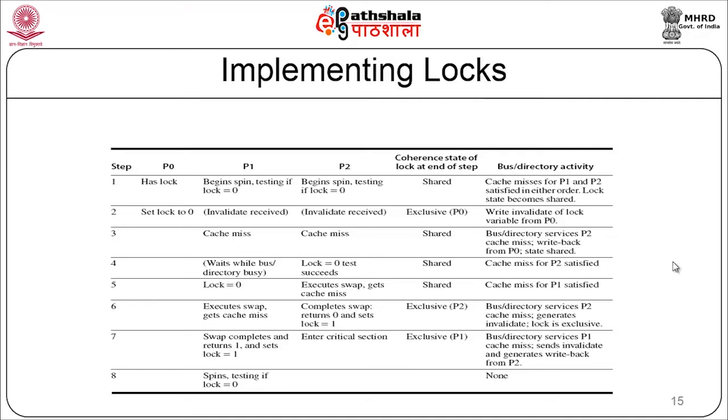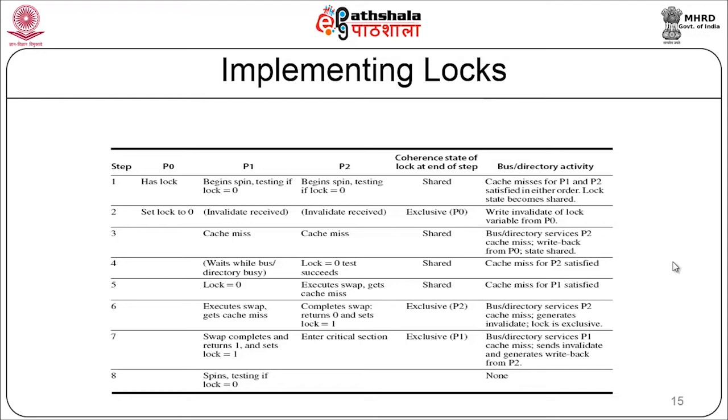So the lock state becomes shared because these people are trying to read it. And what happens is, if the lock is set to 0, when P0 releases the lock, it sets the lock to 0. So P1 gets an invalidate signal because the status of the lock is being changed from 1 to 0 by P0. It's a write operation. So it invalidates the two requests that are sent in. So P1 is invalidated, P2 is also invalidated, and because a write operation has happened, P0 gets the exclusive ownership of the lock. So this is the second step.